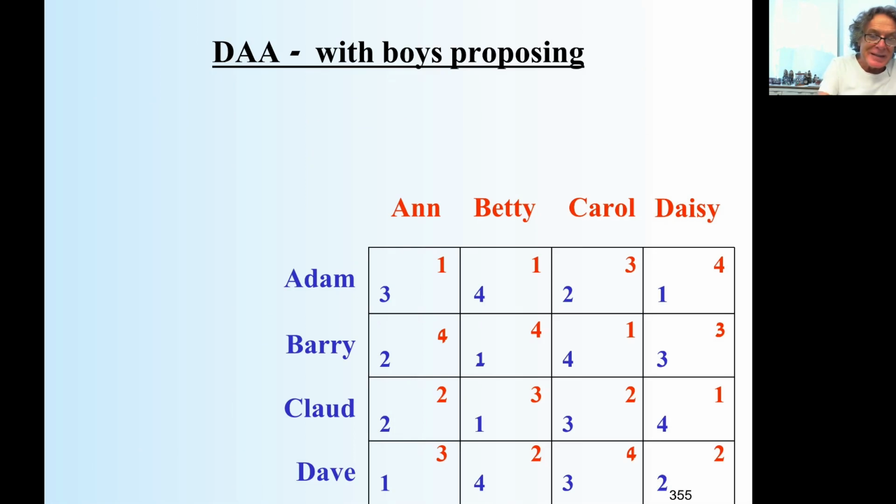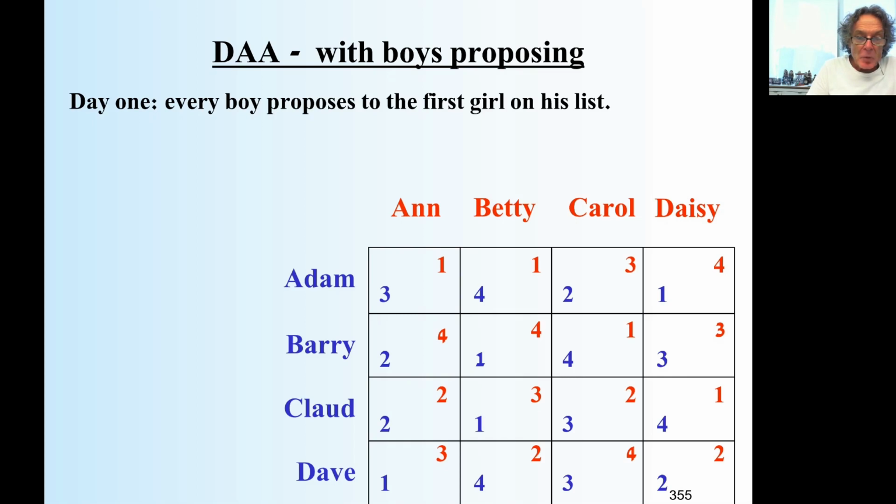Now, what is DAA? The Deferred Acceptance Algorithm, with boys proposing. So girls are sitting at home and waiting, and boys are proposing to the girls. Let's start. On day one, every boy proposes to the first girl on his list. So all the boys are very ambitious. They go to the top of their list. Now, what can happen? It can happen that some girl gets more than one boy.